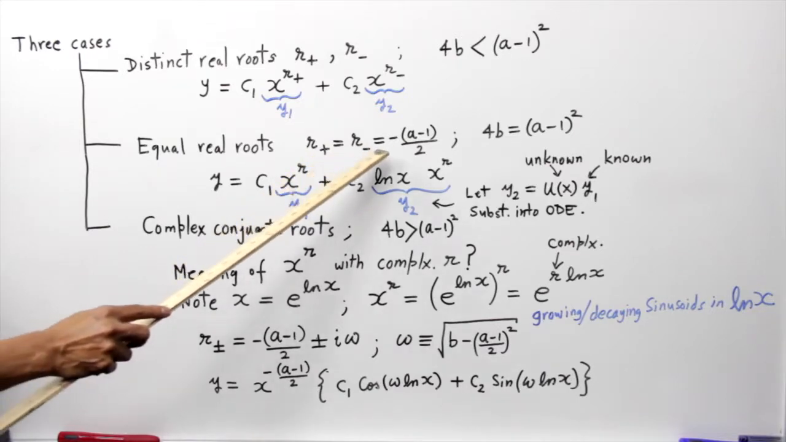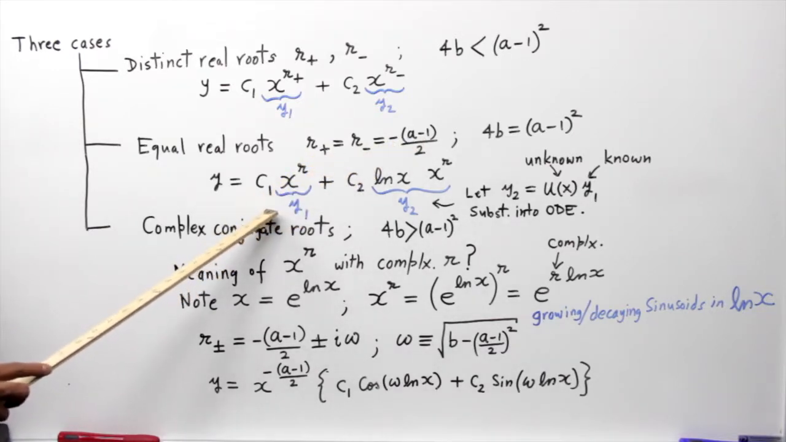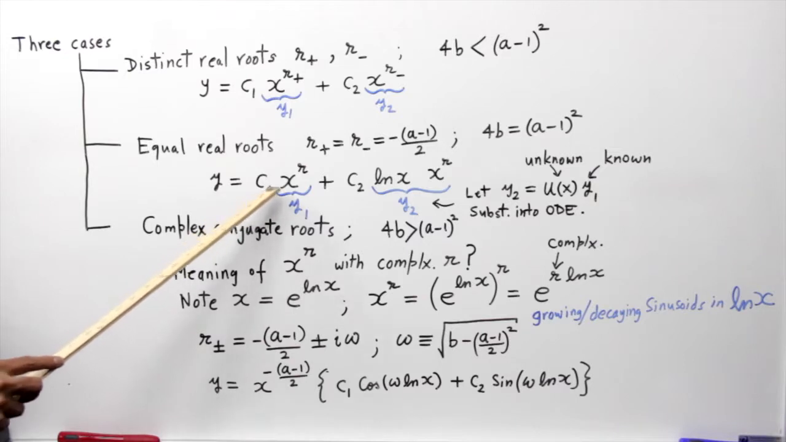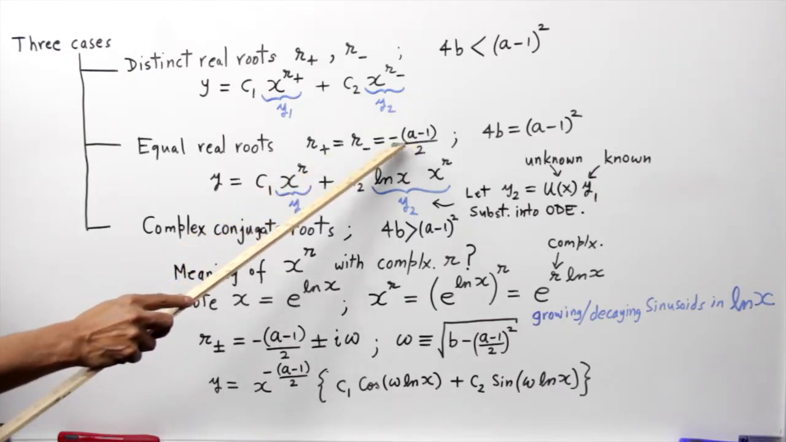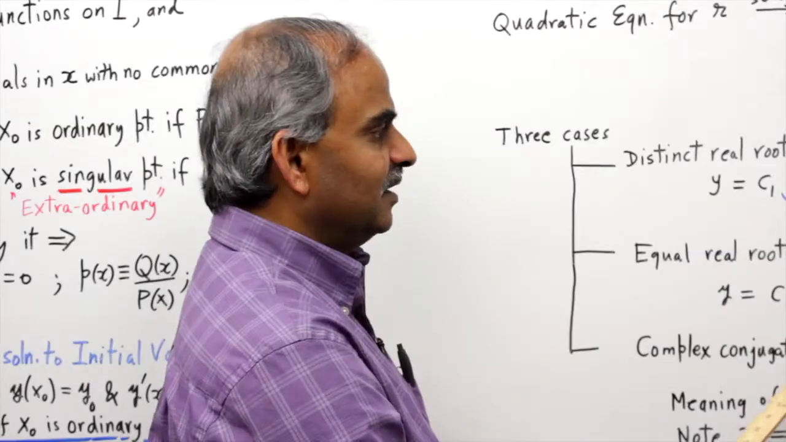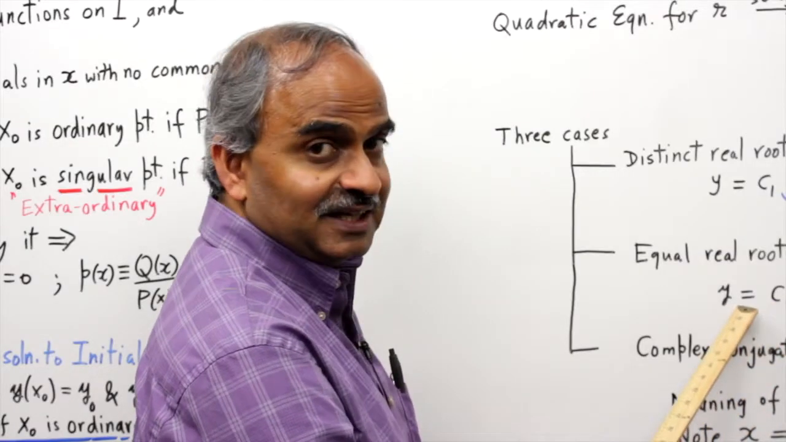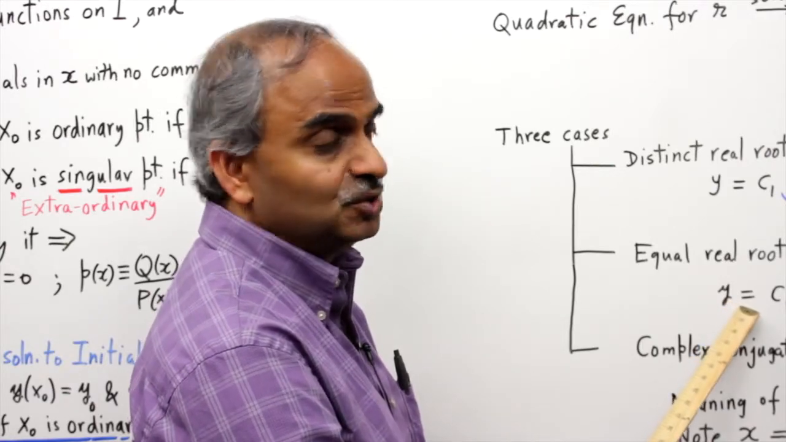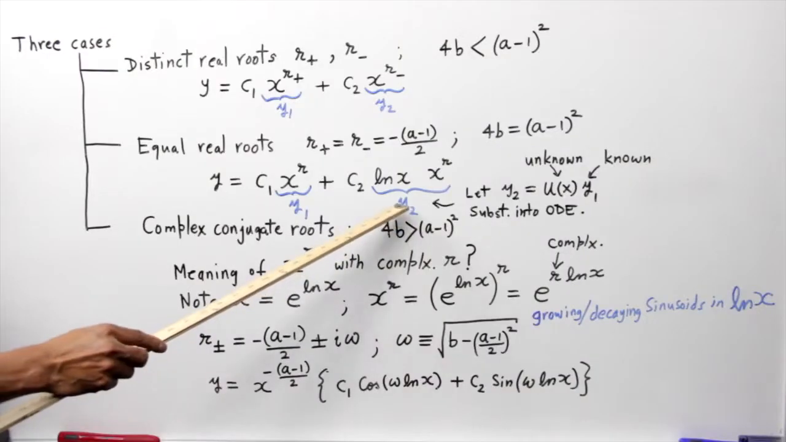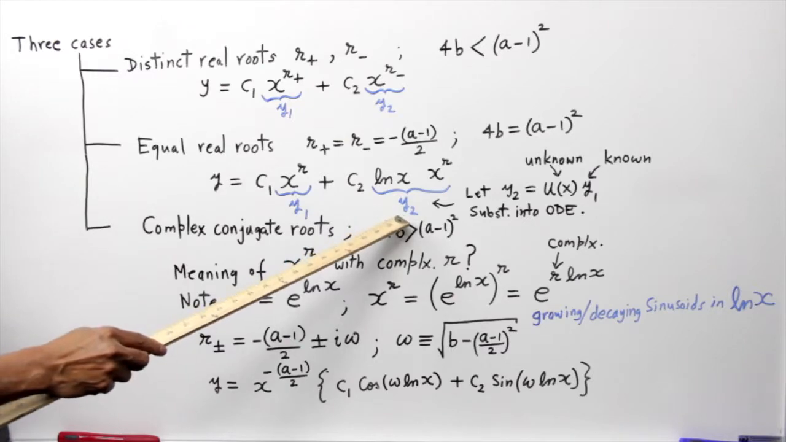And so that formula gives us only one linearly independent solution, which we have written here as x to the r, where r is the particular value, minus a minus 1 over 2. But we need a second linearly independent solution. We have a second order differential equation. It permits two linearly independent solutions. So how do we find the second linearly independent solution?